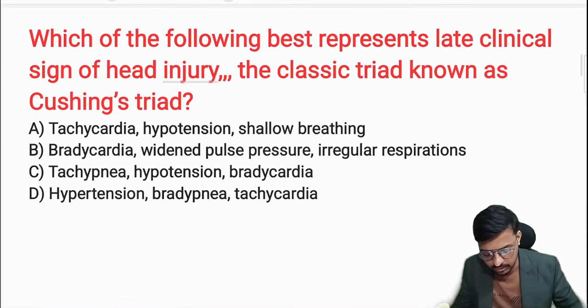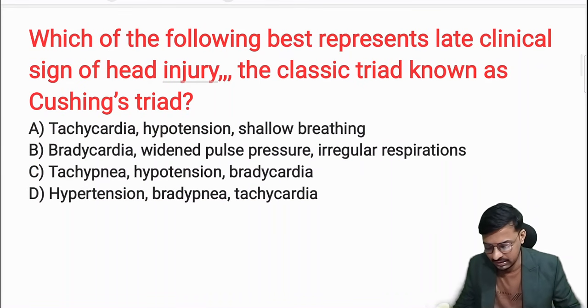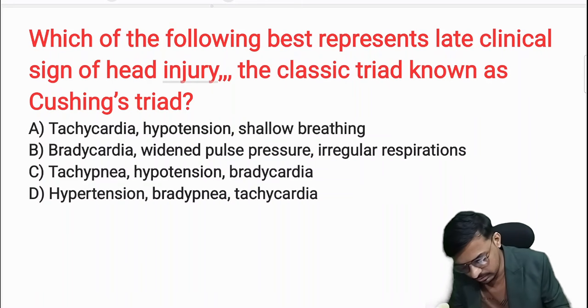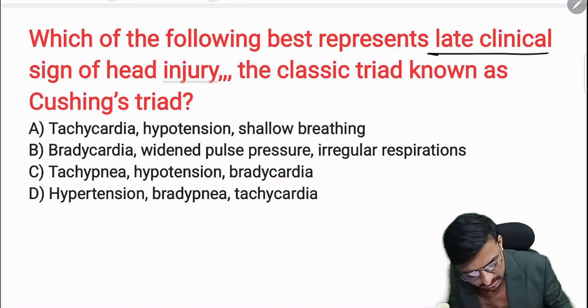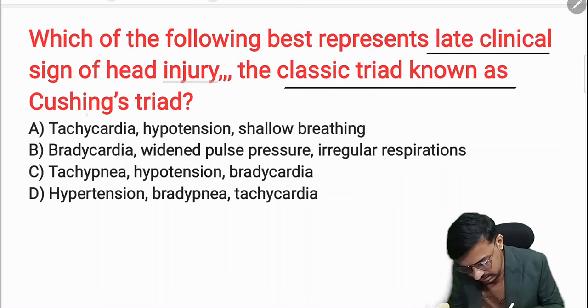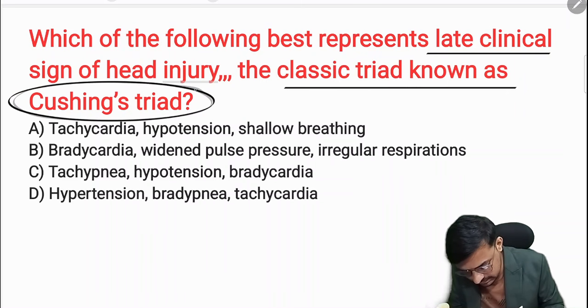Which of the following best represents the clinical sign of the head injury? The classical triad of the Cushing syndrome. The components were asked in your question. Very important: in the question they have asked the late clinical sign, that is the classical triad of the head injury. That was the Cushing triad components. It was asked in your exam.